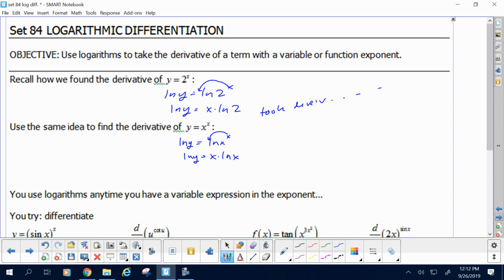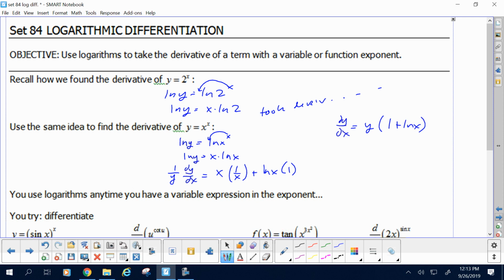What's the implicit derivative of the left-hand side? The (1/y) dy/dx. And the right-hand side requires the product rule. First stays the same, x. Derivative of the second, 1 over x. Second stays the same, natural log of x. Times derivative of the first, 1. Cool. So dy/dx is y times 1 plus log of x.